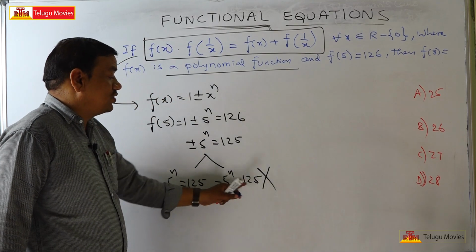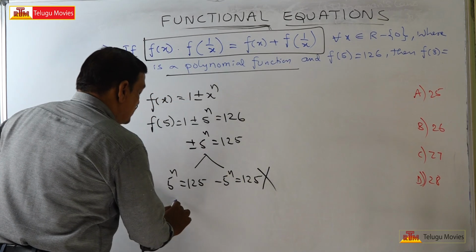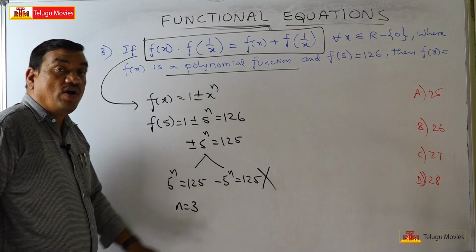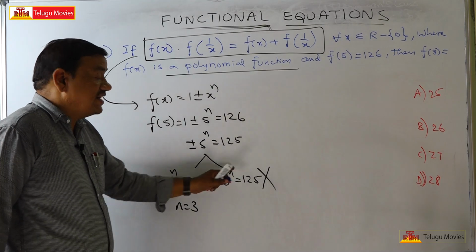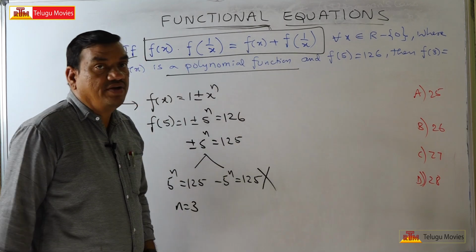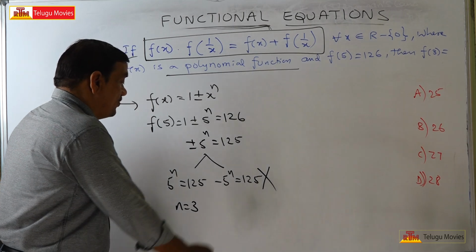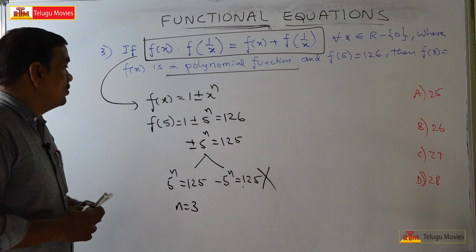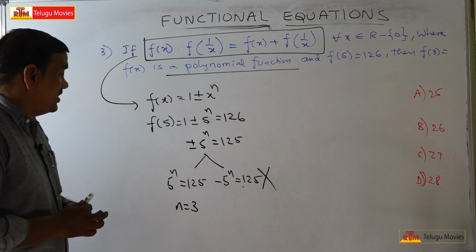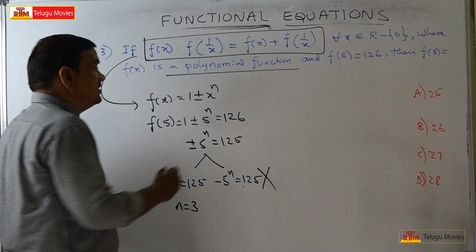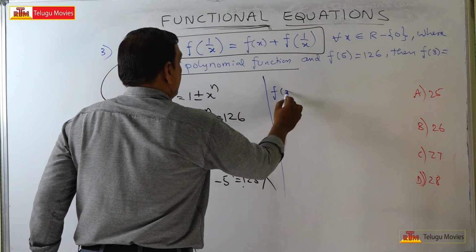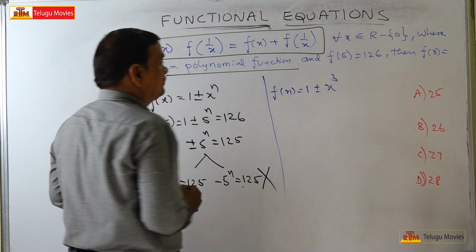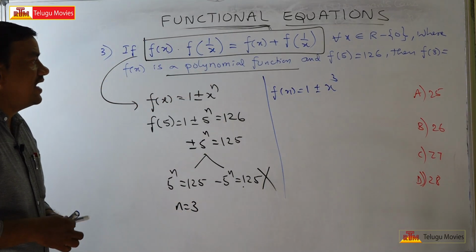Why? 5 power n is equal to 125: if you put n is equal to 3, the first equation will be satisfied, 5 cube is equal to 125. But for the second, if you substitute n is equal to 3, minus 125 is equal to plus 125, therefore it cannot be satisfied. So therefore, n is equal to how much? 3. So your equation is f of x is equal to 1 plus or minus x cube.